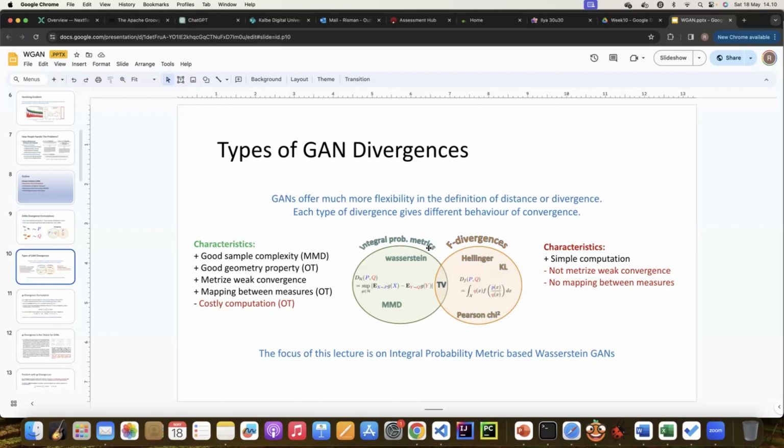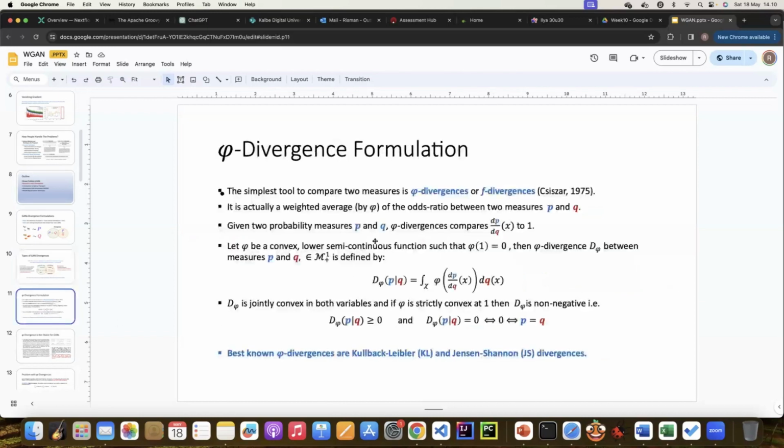So people started GAN on the right side using KL. That's why they have found many problems. So in the F divergence formulation, sometimes we call it C divergence from Caesar. It's actually P multiplied by Q in terms of probability. We can say if it is a semi-continuous function, it becomes like this.